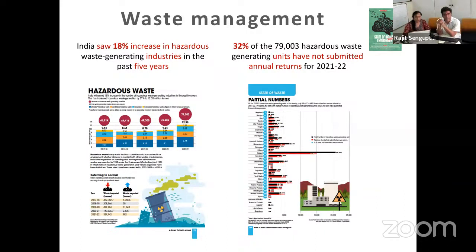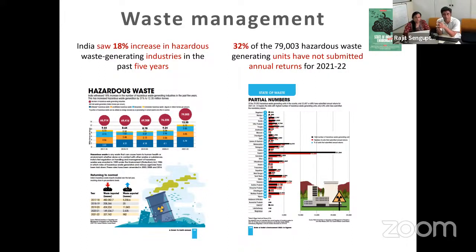When we looked at it, India has seen an 18% increase in industries which are classified as hazardous waste generating industries, which is a sign of development. One of the industries that comes under it is the paint industry. Automobile, I think, and some ancillary industries also come under it. So on the one hand, we are seeing that it is expanding. But if you look at the right, all of these industries should provide an annual report to the state pollution control boards.